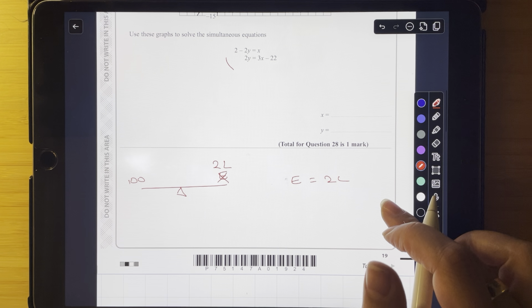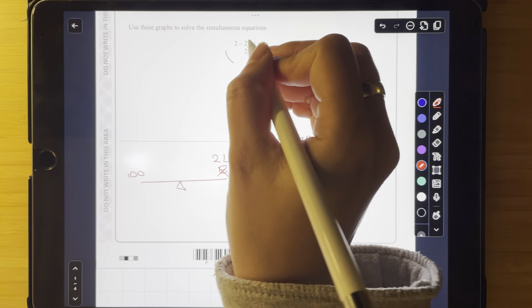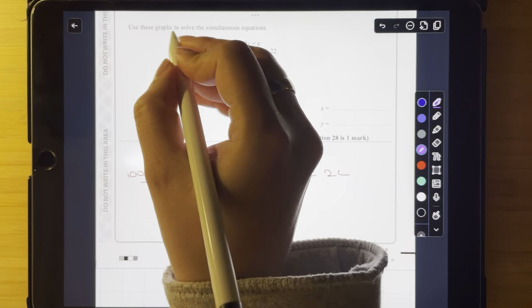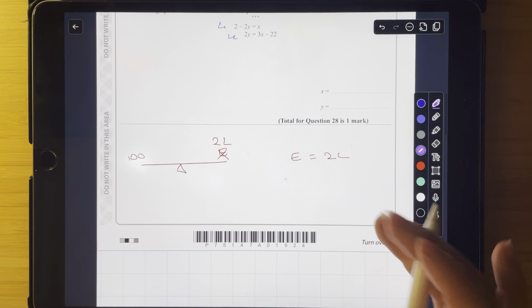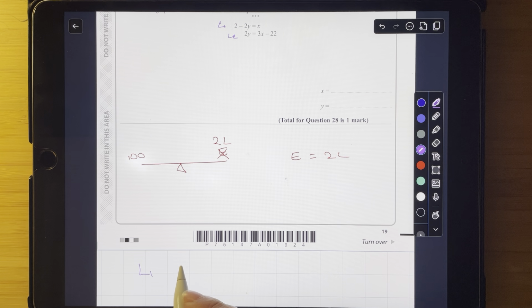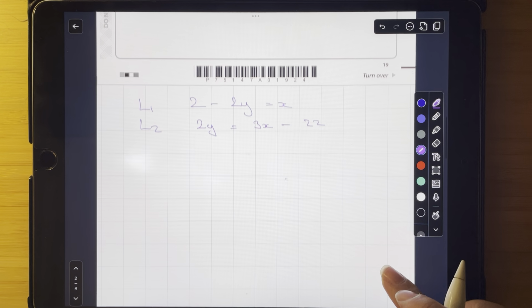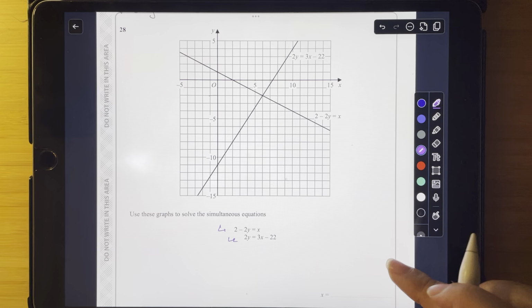So here we can see that what this shows is two lines, line 1 and line 2. Line 1 is 2 take 2y equals x, and line 2 is 2y equals 3x take 22. Great. And this means that on the graph, there are 2 lines here.